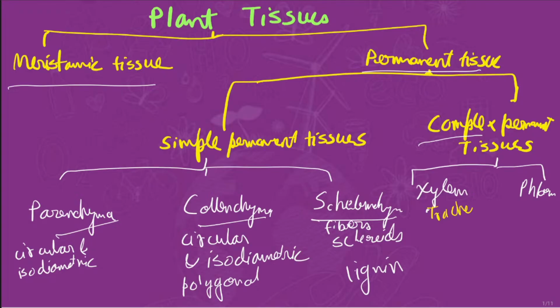Tracheids, vessels, xylem fibers, and xylem parenchyma. A tracheid is an elongated cell.